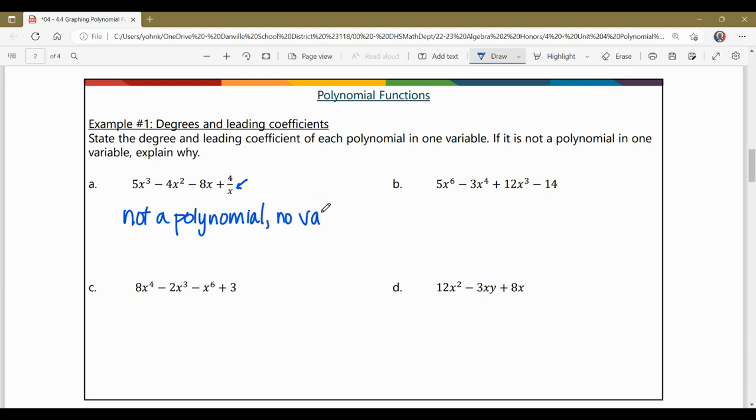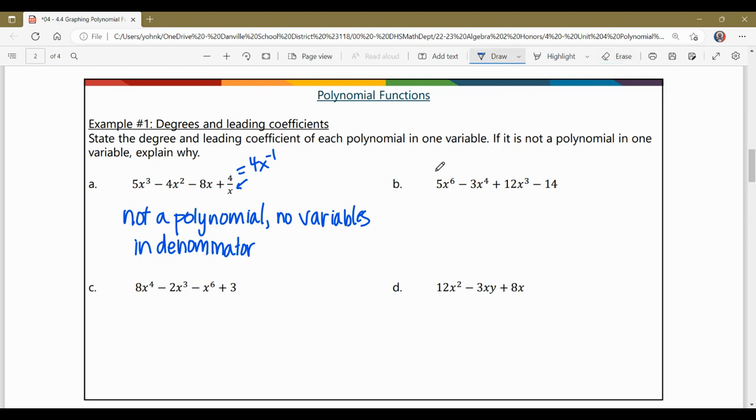No variables in denominator. Remember, I can always bring that value back up to the numerator, but when I do that, it becomes a negative exponent, which again, you can't have any negative exponents either.